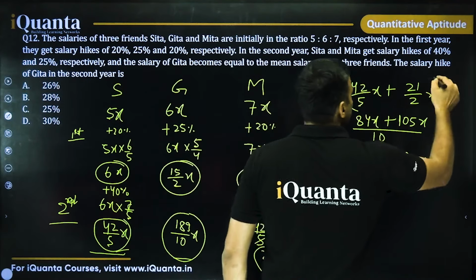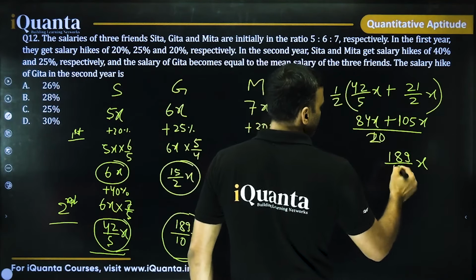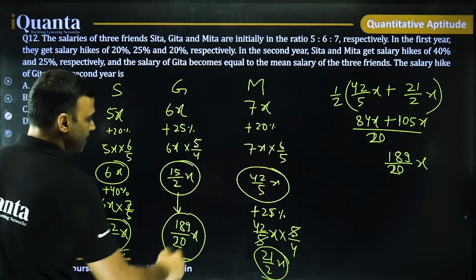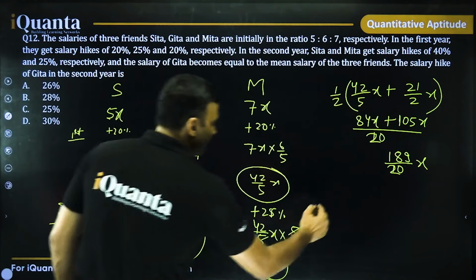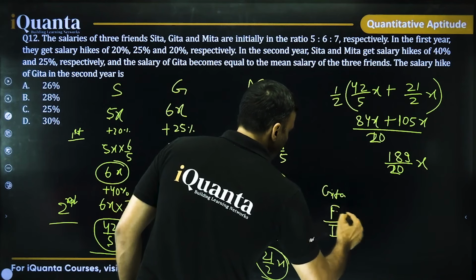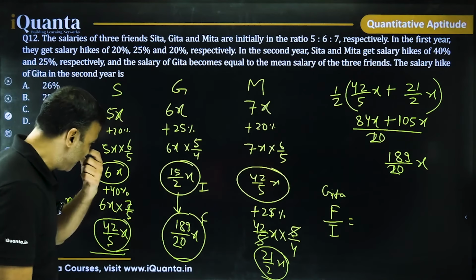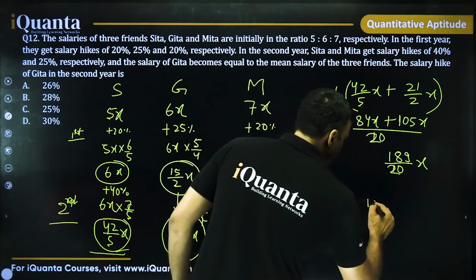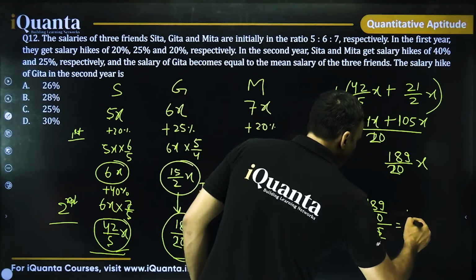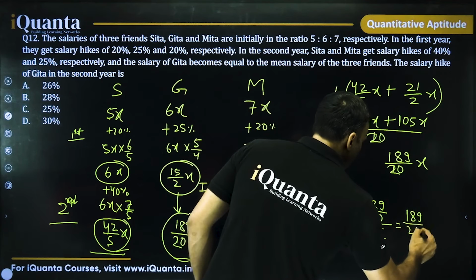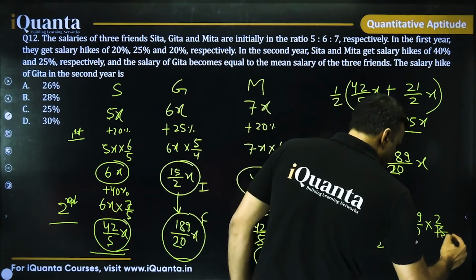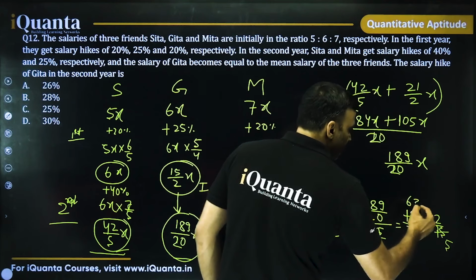When you take the average, you have to divide by 2 also, no? I'm so sorry. So this is 20, this is 20. So 189 by 20x. So from here to here, what is the percentage change? So suppose this is the initial value, this is the final value. For Geeta, calculate the final upon initial ratio. Okay. So x and x cancel. We get 189 upon 20 divided by 15 by 2. So simplify carefully. 189 by 20 into 2 by 15. Okay. So as much as possible, you can simplify: 3 5 times, 3 63 times, 2 10 times.